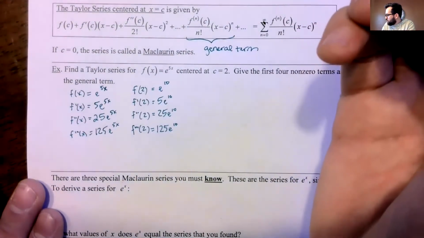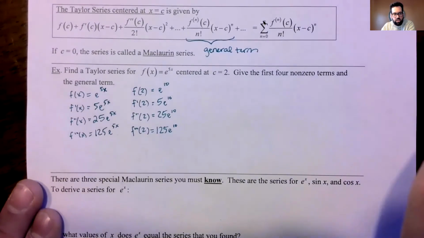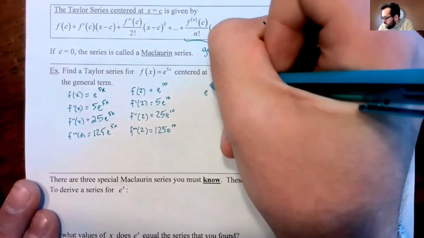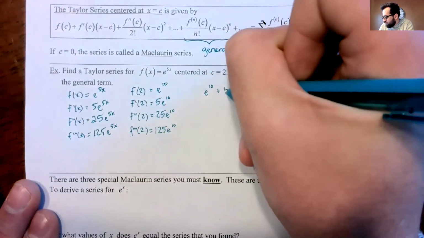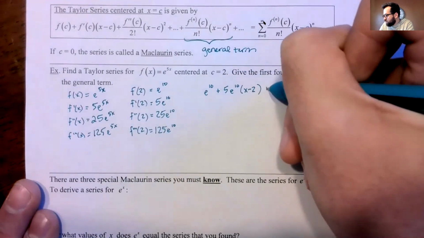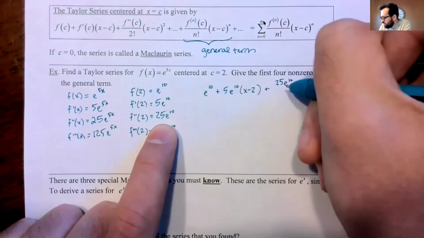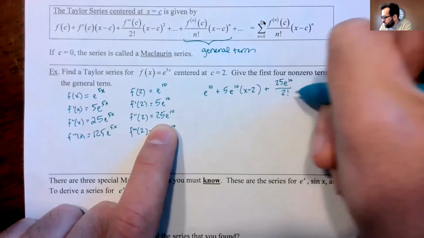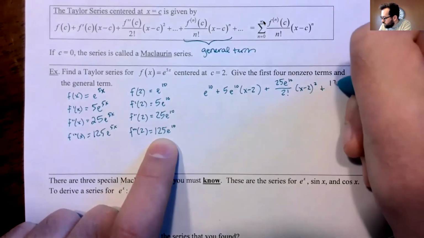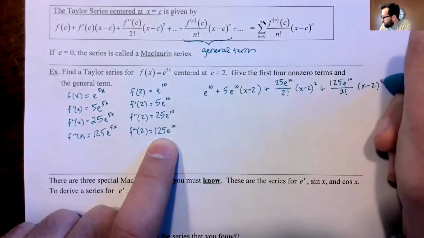And so if we were just going to write out the first 4 non-zero terms, following along with the formula up here, which is basically the same as a Taylor polynomial, we would have e to the 10 plus 5e to the 10 times x minus 2 plus 25e to the 10 over 2 factorial times x minus 2 squared plus 125e to the 10 over 3 factorial times x minus 2 cubed.